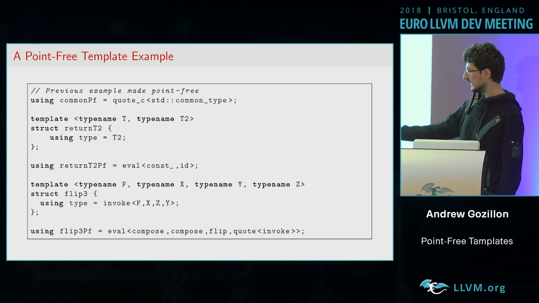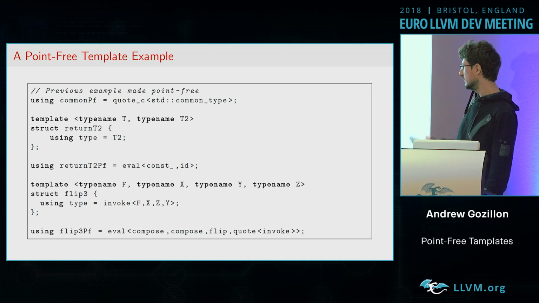And you can see that again kind of evaluates to the same thing. So it's eval const ID, and then this can be evaluated with some more types if you want to pass it to it, and it will basically be equivalent to your return T2 type.